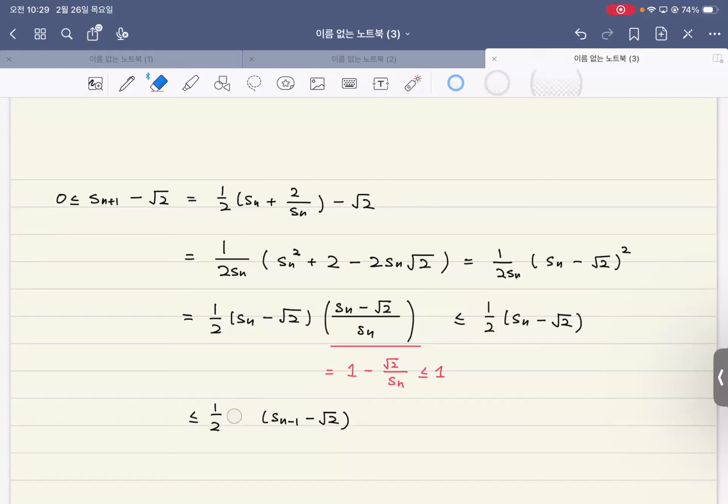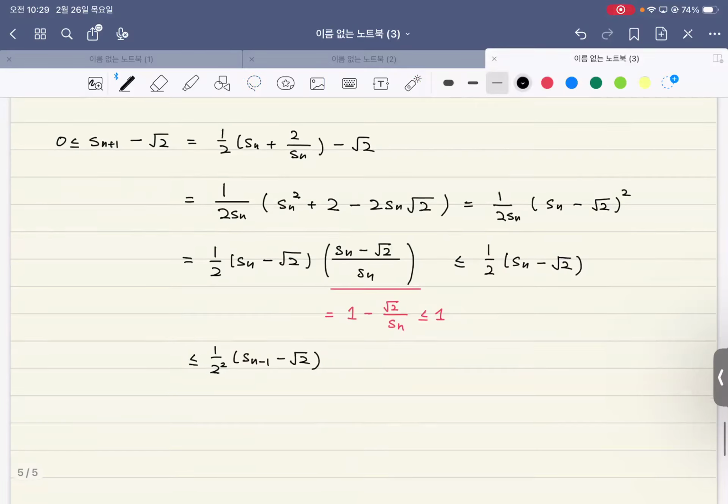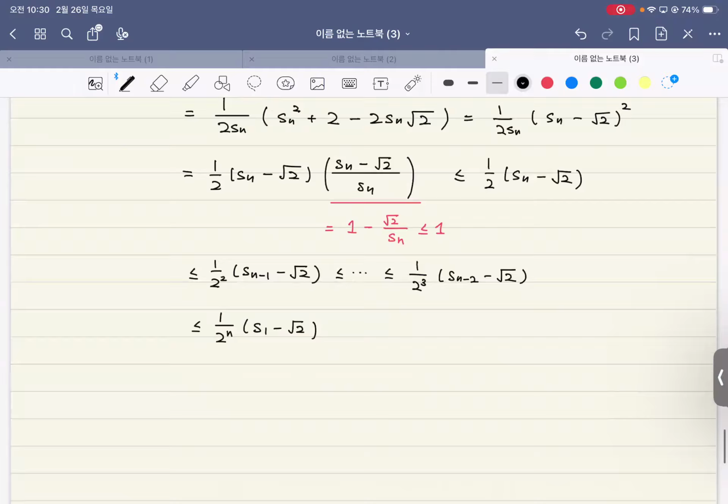So maybe this is much better. And I can repeat the procedure one more time. Eventually, I will end up with 1 over 2 to the nth power times S_1 minus square root of 2. But what is my S_1? Oh, yeah, I forgot, S_1 was 2. So 2 minus square root of 2, which is obviously less than 1, right? So everything is bounded by just 1 over 2 to the power of n.